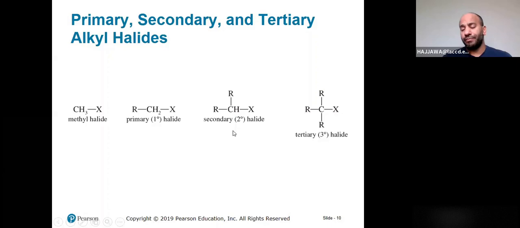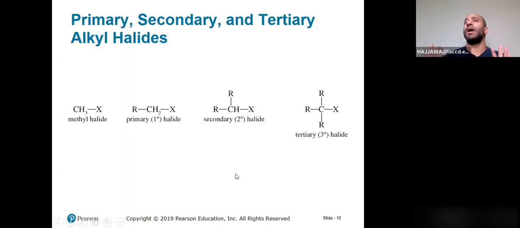Here's another class of alkyl halides. So the carbon where the halide is sitting on has 2 other carbons. So that's a secondary carbon. Therefore, this is a secondary halide. And here's the fourth category or fourth class of alkyl halides. That's when the halide is attached to a carbon that has three other carbons. So that's a tertiary carbon. Therefore, this is a tertiary halide.